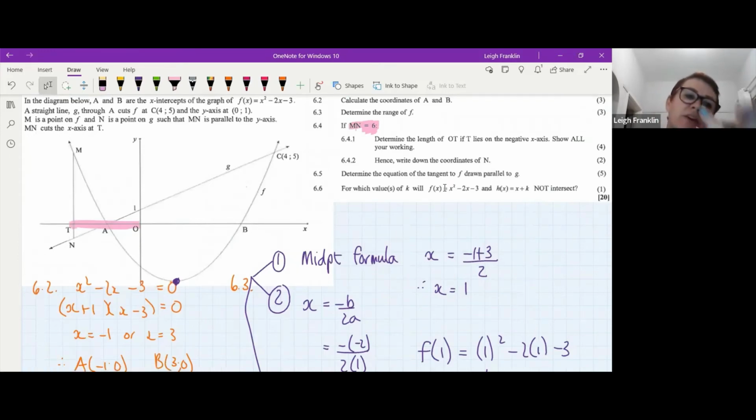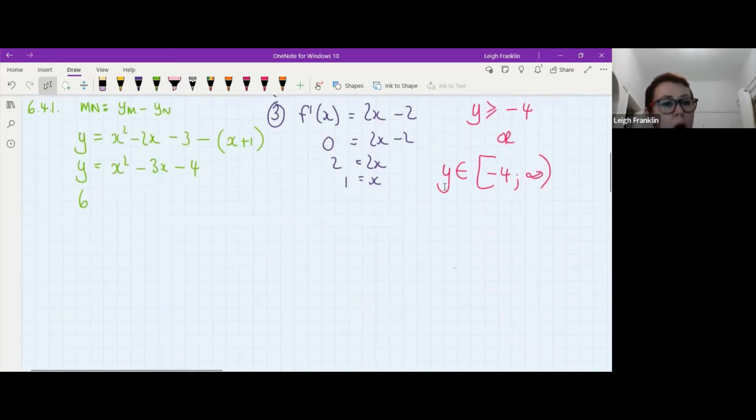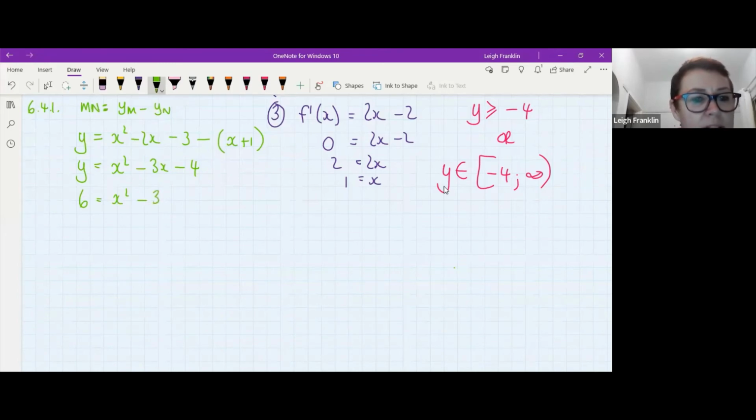If they want us to calculate the X at T, it means we need to know what the corresponding Y is. All right, so 6 equals x squared minus 3x minus 4. This is now quadratic. This would become x squared minus 3x minus 10.